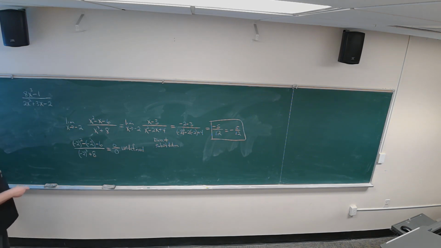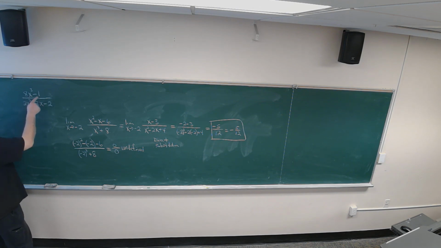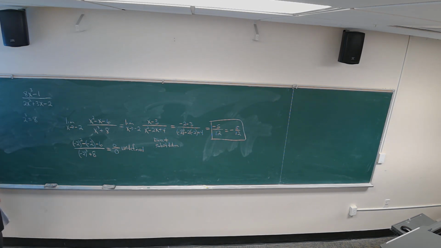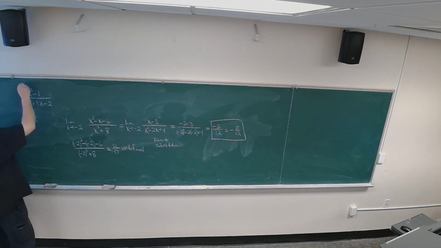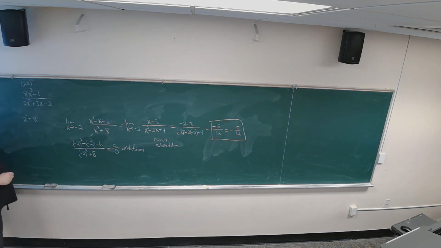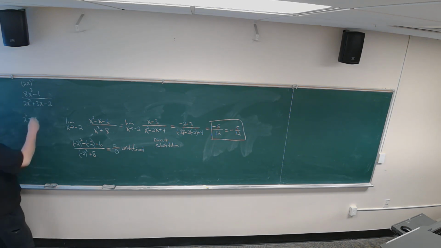Okay? But in the numerator, we actually have a difference of cubes. You know that 2 cubed is equal to 8, right? So 8x cubed can be written as 2x cubed, right? And by the rules of exponents, this is equal to 2 cubed, which is 8, times x cubed, okay? And this 1 here can be written as 1 cubed.